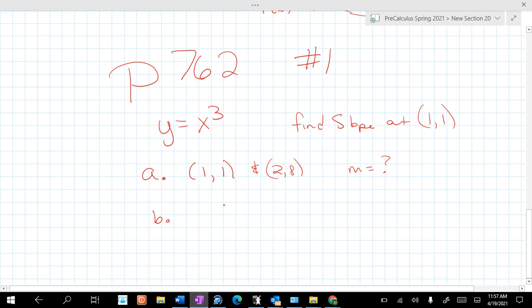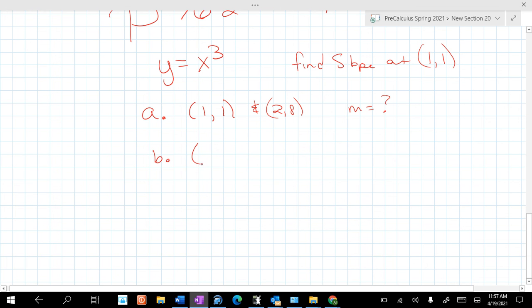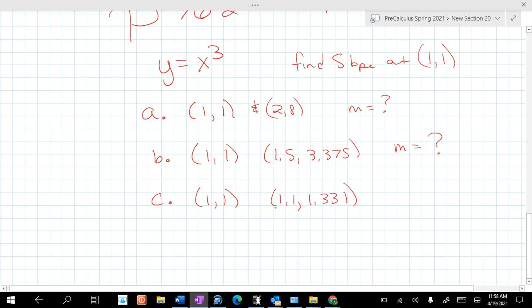For part B, you're going to take 1, 1, and then 1.5, 3.375, because 1.5 cubed is 3.375. You're going to find that slope. For part C, you're going to go 1, 1, and then 1.1, 1.331, because 1.1 cubed is 1.331. And then you're going to find the slope.